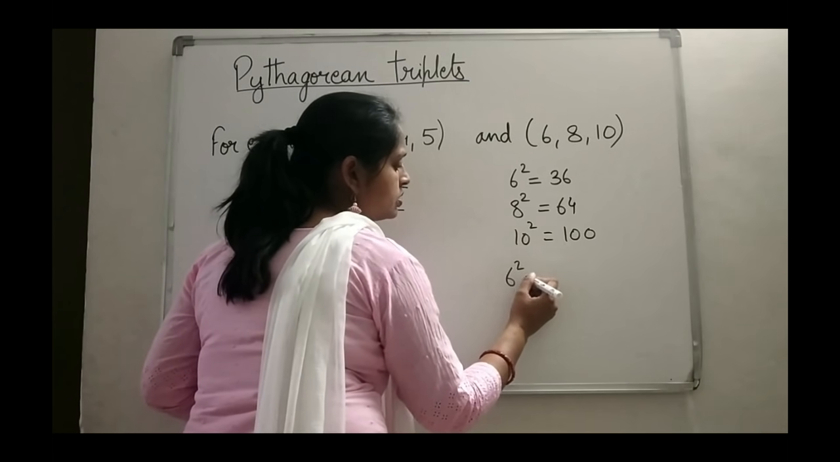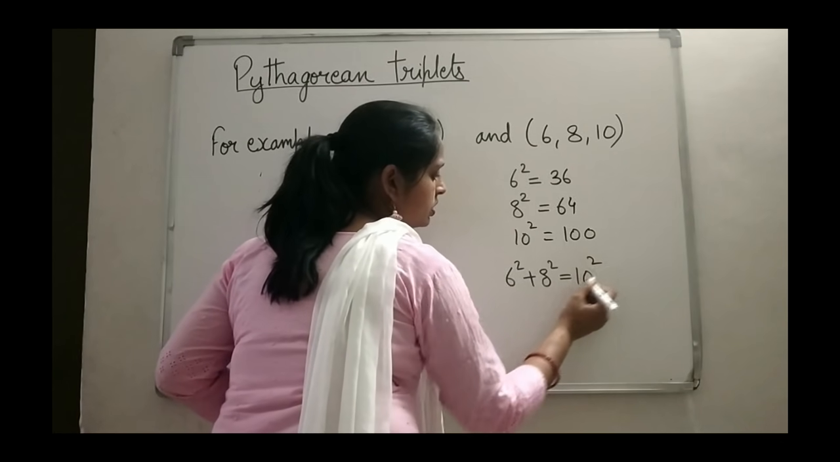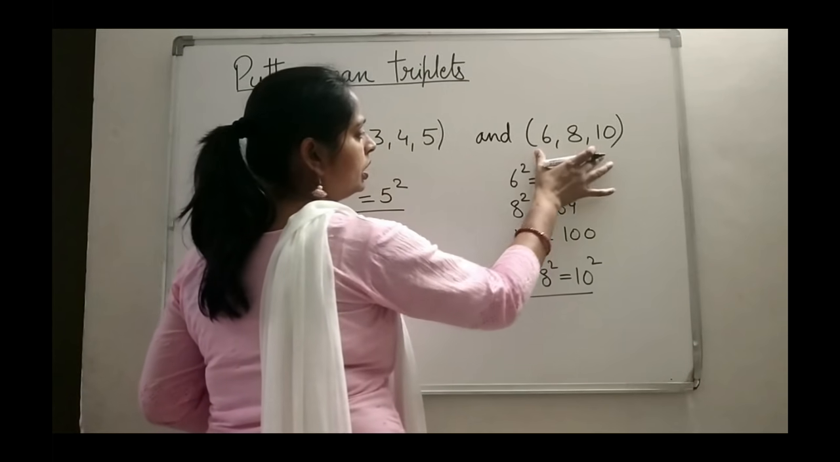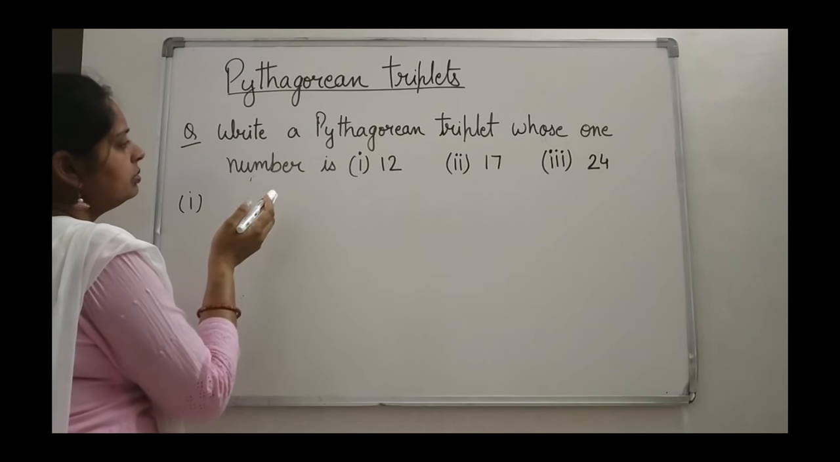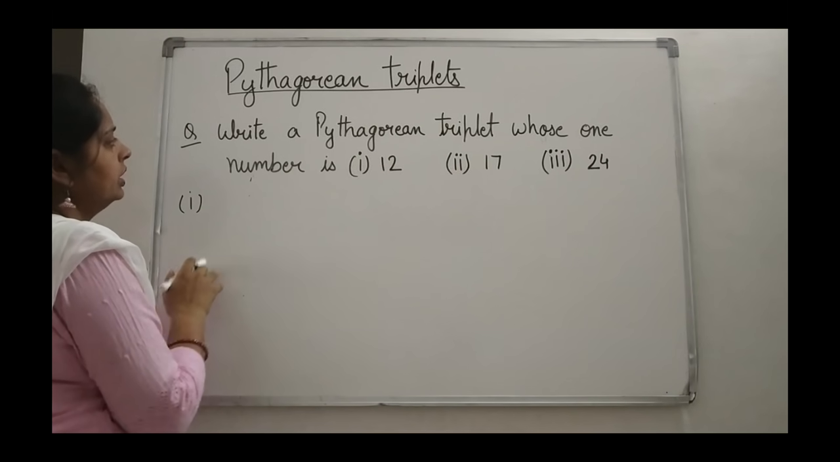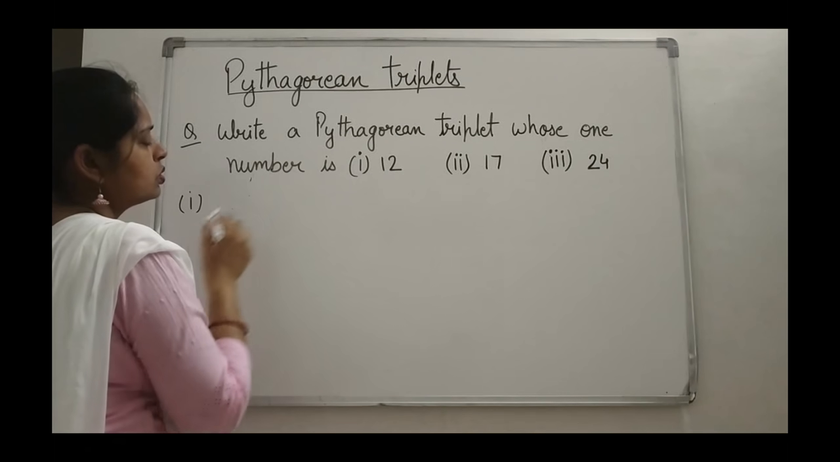Hence, 6 square plus 8 square is equal to 10 square. So this is also forming a Pythagorean triplet. Now see some questions based on Pythagorean triplets. Which type of question will you get? Write a Pythagorean triplet whose one number is 12.